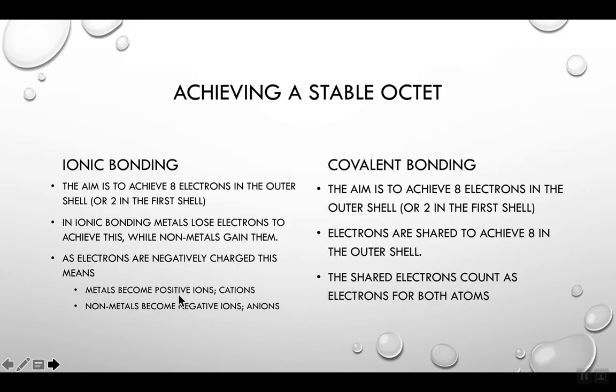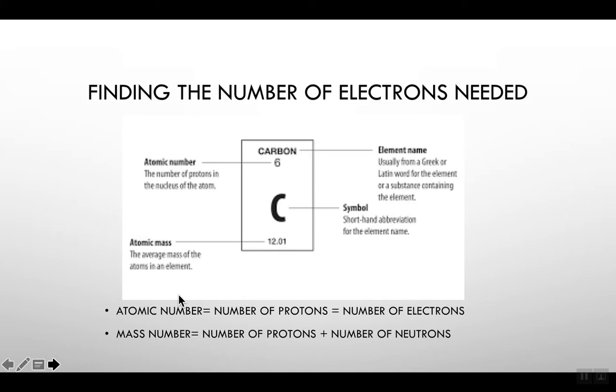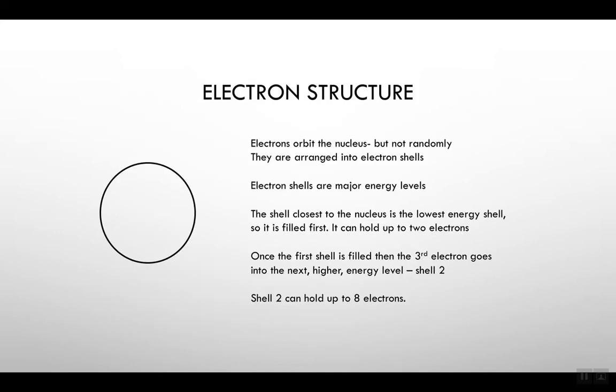So to find the number of electrons, we've got to look at the periodic table. When we look at that periodic table, look specifically at the atomic number, which tells us the number of protons. But for a neutral atom, remember that's going to be equal to the number of electrons. Now remember, electrons orbit the nucleus. They're not just randomly arranged, they're arranged into these things called electron shells, and these are our major energy levels.